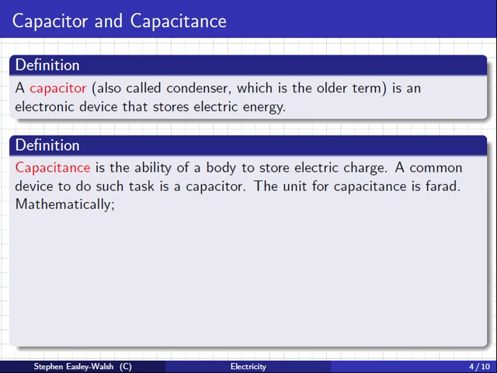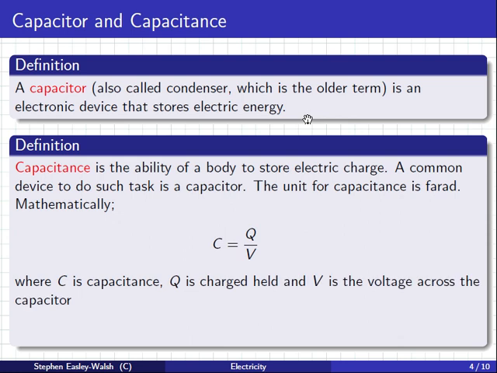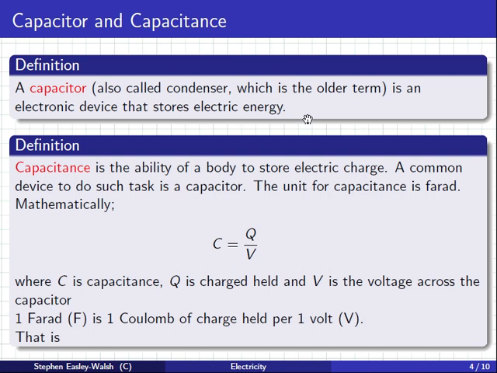It's charge per volt. That's how we measure a capacitor's ability to store charge. We measure how much charge it can hold per volt across it. C is capacitance, Q is charge, V is the voltage. 1 farad, therefore, is the same as 1 coulomb per 1 volt.